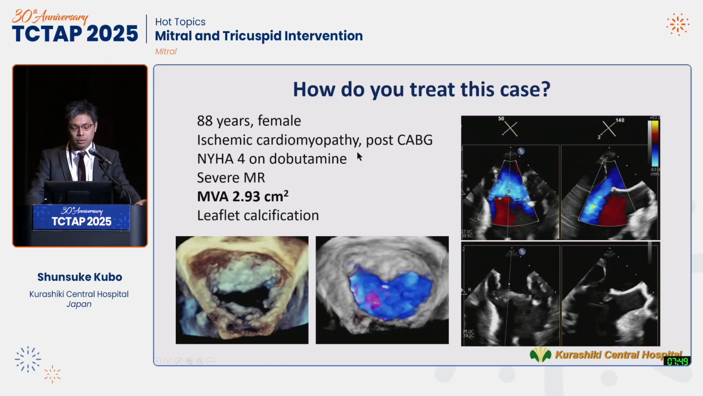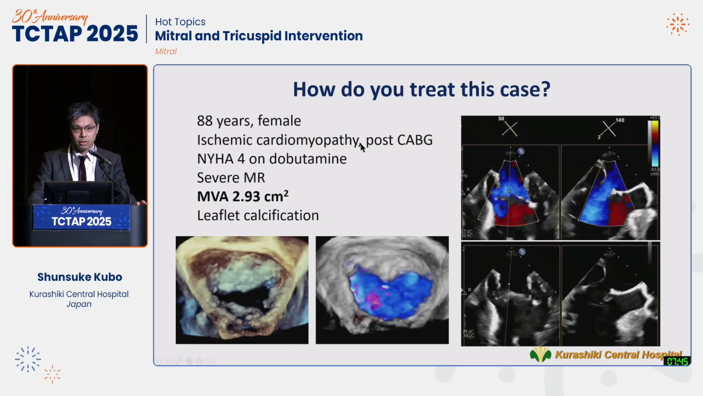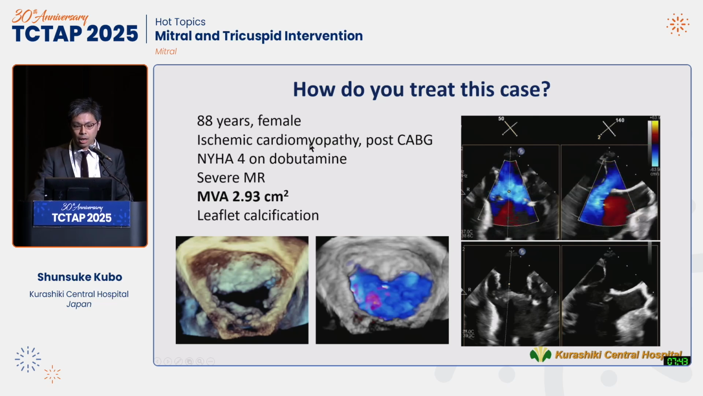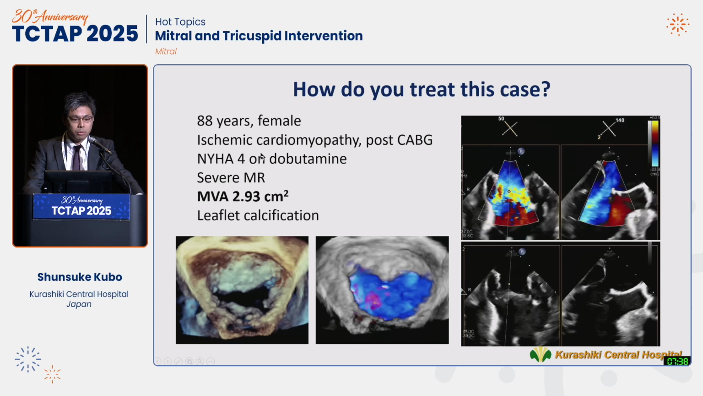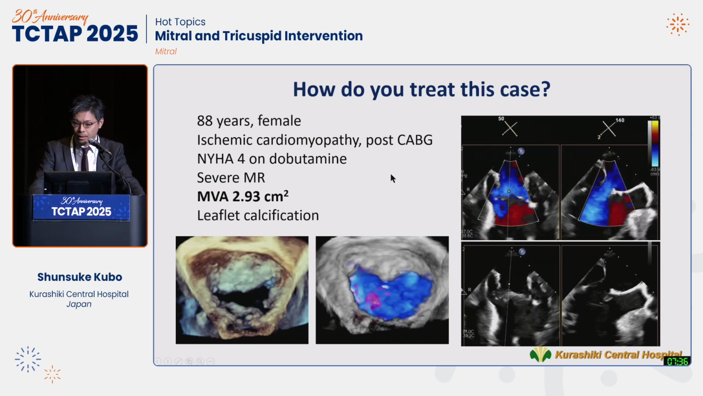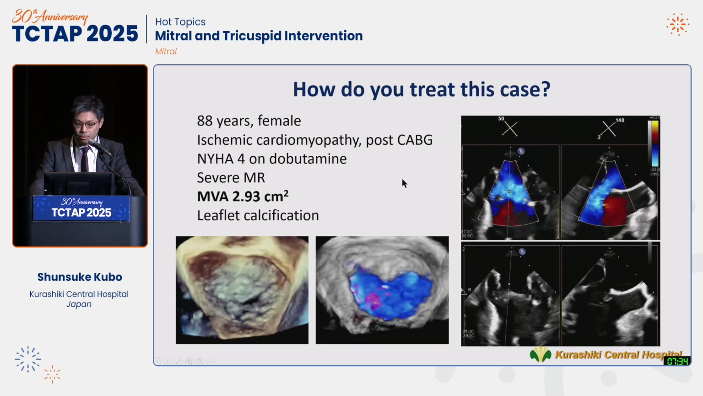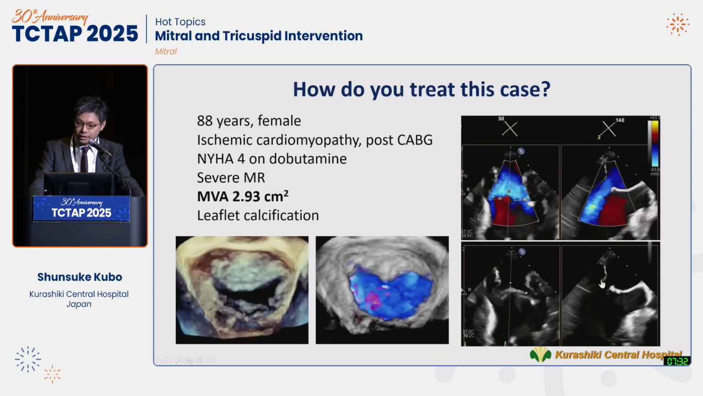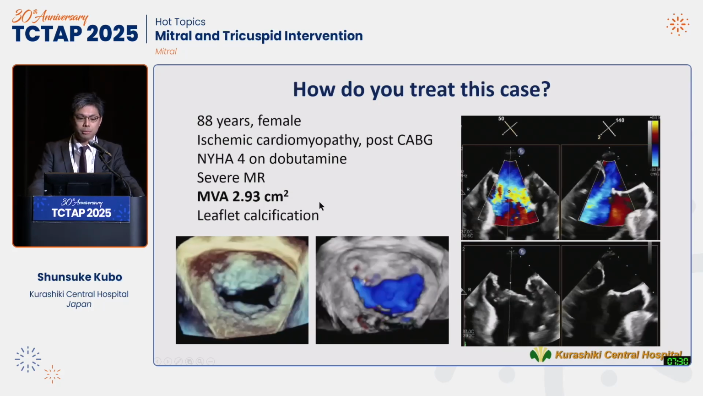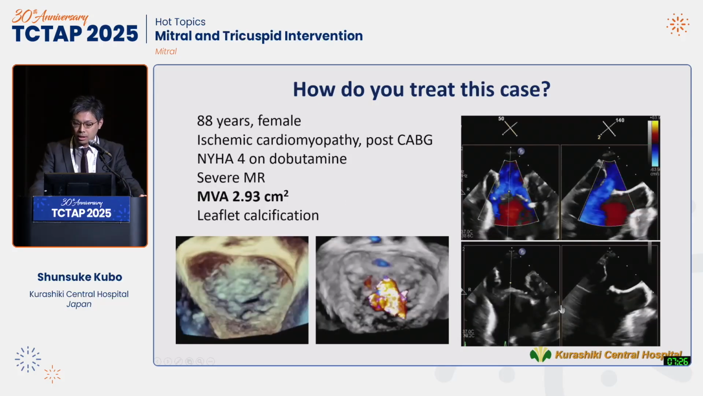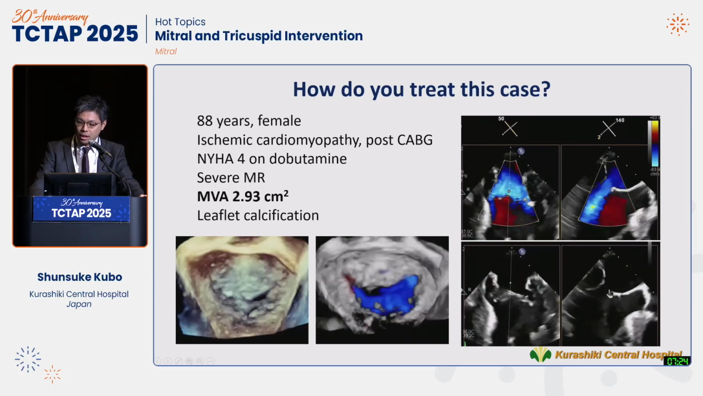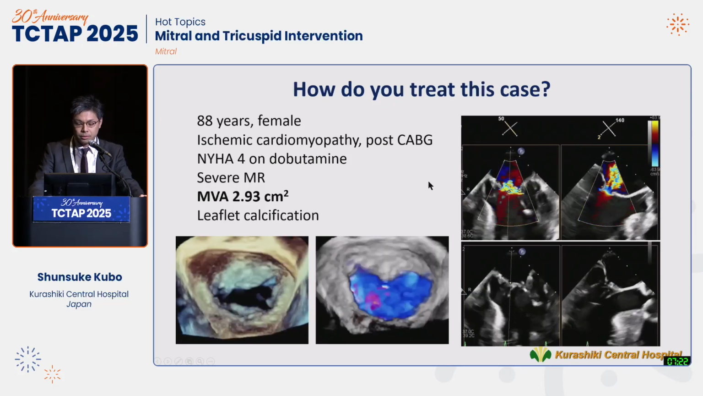So first of all, I'd like to share this case. This is an 88-year-old lady who has a history of ischemic cardiomyopathy and CABG. Now she is NYHA class 4 symptom on dobutamine. TEE shows severe MR, and we can see a gap here. But the problem is the mitral valve area is only 2.9 square centimeters, and we can also see leaflet calcification in the anterior leaflet.